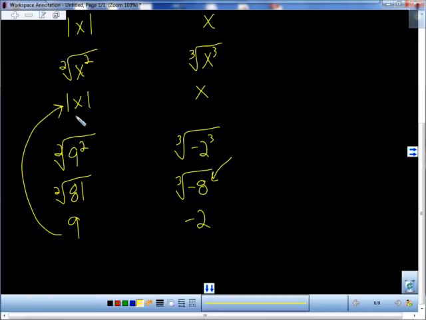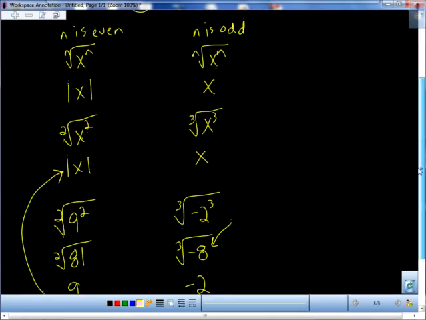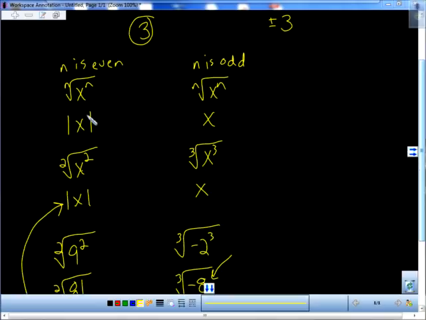Okay, so that's the difference in that property of radicals definition. If n is even, we're looking for the absolute value of the variable. If n is odd, we're just looking for the variable itself.